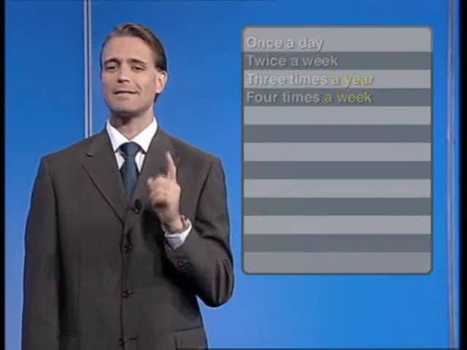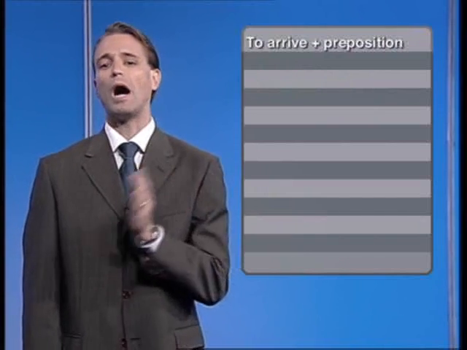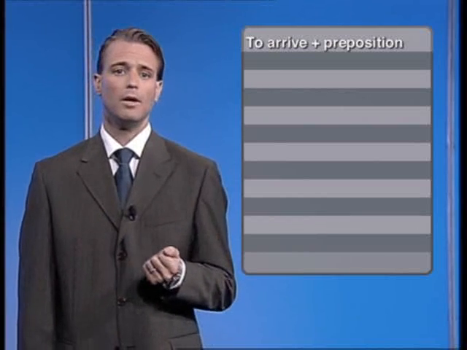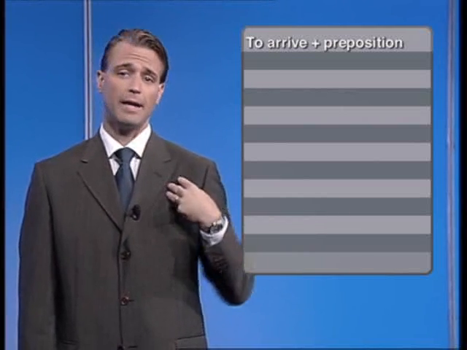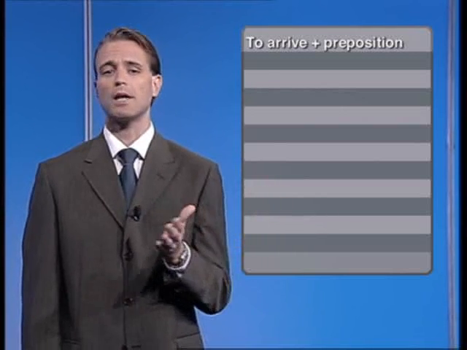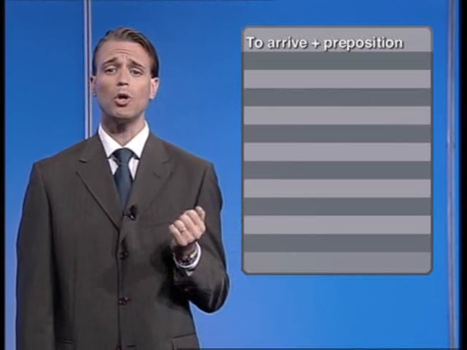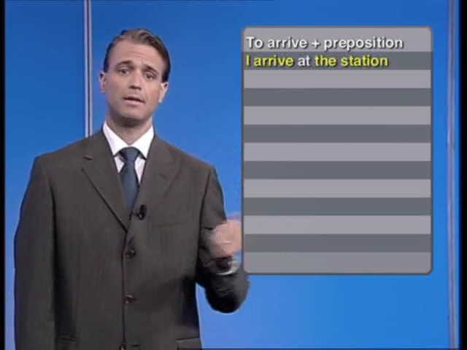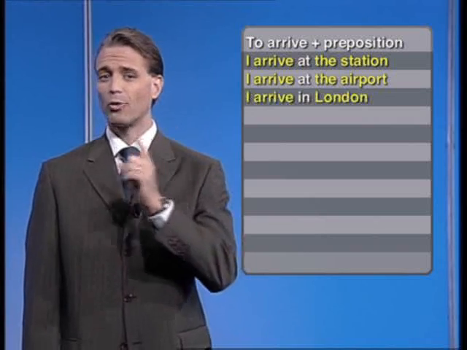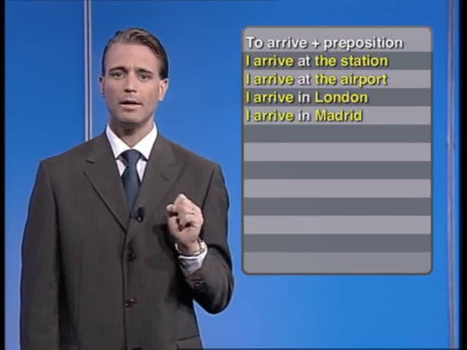One last thing. Notice the preposition after arrive. When we arrive in a place like a station, airport, shop, we say, I arrive at the airport at 6. But when we arrive in a city or country, we say, I arrive in Berlin at 8:30. So, we say, I arrive at the station, I arrive at the airport, but I arrive in London or I arrive in Madrid.